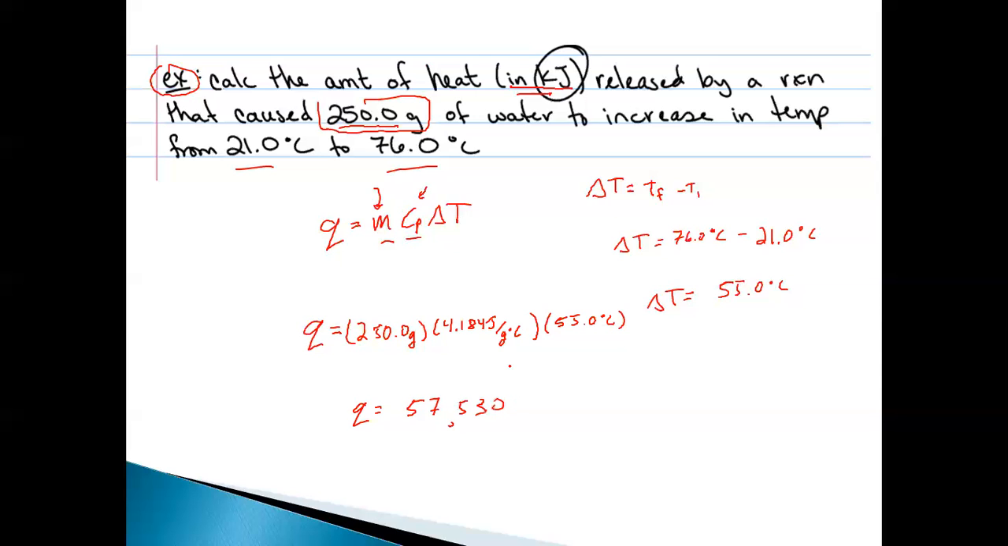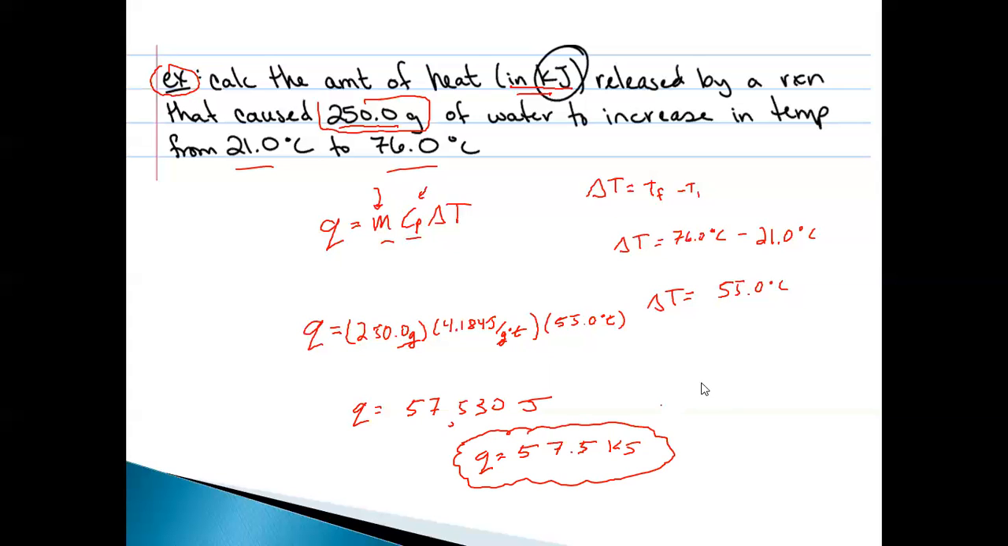57,530. Now let's cancel our units out. Grams cancel, degrees Celsius cancel, and I'm left with joules. Now, I have to have this in kilojoules because that's what it's asking. So I'm going to move my decimal place 3 to the left. So my final value of Q would actually be 57.5 kilojoules. So basically what this means is that is the amount of heat that was absorbed.